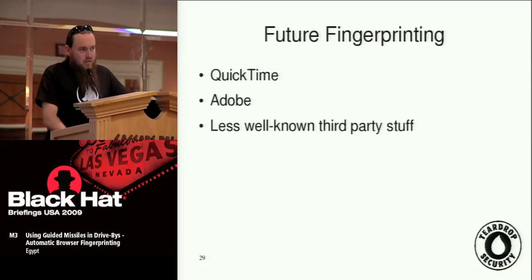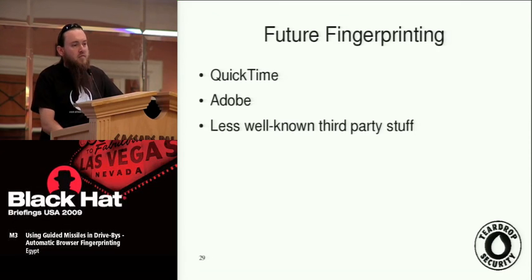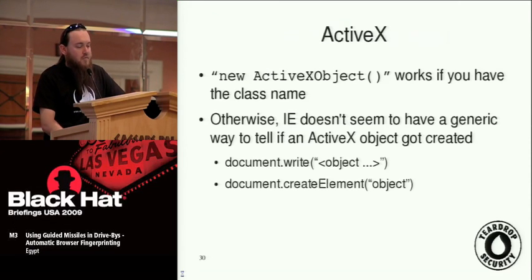So right now I don't really do any fingerprinting of plugins or third-party applications. There are plans for making all of that happen, but right now I don't do it yet. QuickTime and Adobe are especially good targets for this because there are exploits for them all over the place. For other less well-known things that use ActiveX, we don't necessarily have to have a specific detection for that thing if we have an exploit for it.